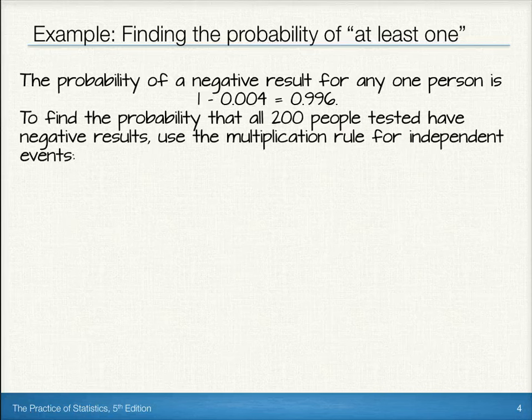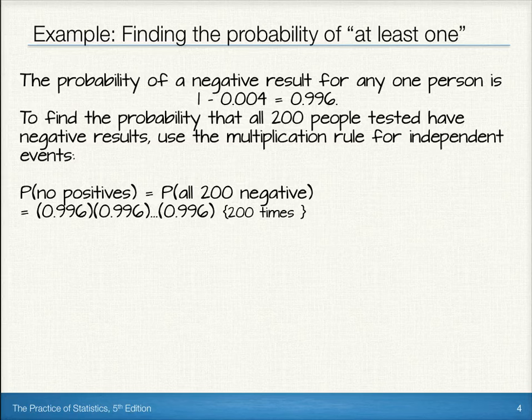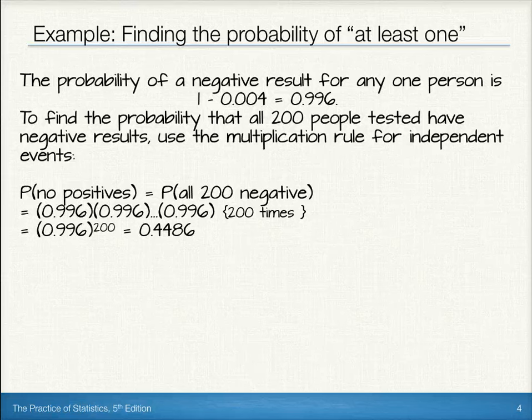To find the probability that all 200 people have negative results, we can use the multiplication rule for independent events. Again, remember, we're trying to find the probability that nobody gets a positive result. Therefore, we'll find the probability that all 200 are negative by multiplying 0.996 times 0.996 times 0.996, 200 times. Or written a little more compactly, 0.996 to the 200th power, which is 0.4486.